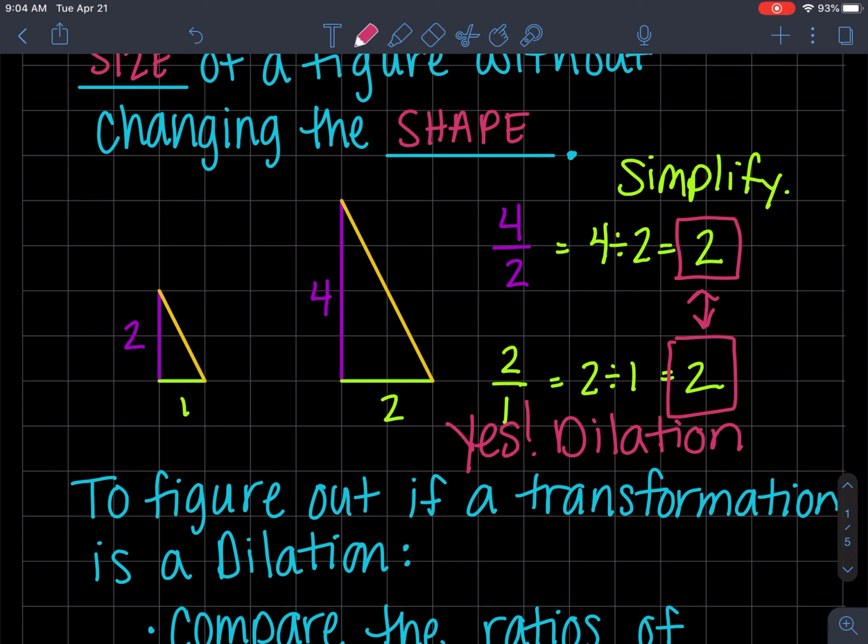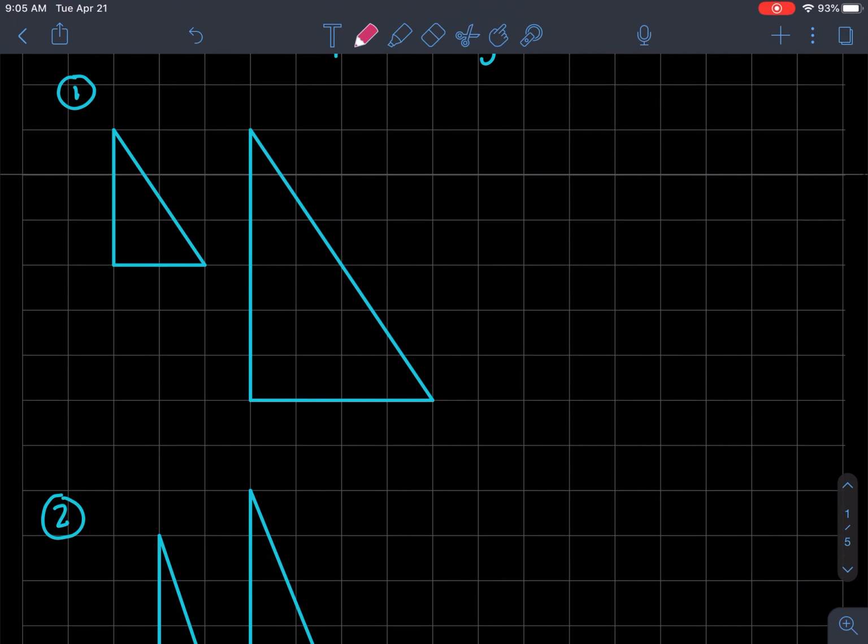Okay, you're always going to want to put your preimage in the denominator and your image in the numerator. So this is the image, or second shape, and this is the first shape. We're going to think of it as first to second as left to right, or in whatever information you're given. If you're told this was the first shape and this was the second shape, then you'll know. Second shape on top, first shape on bottom. All right, let's compare some more.